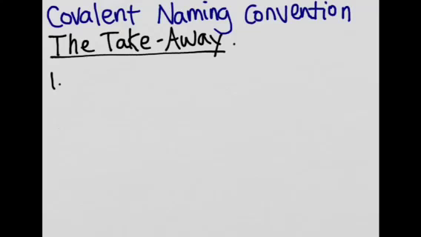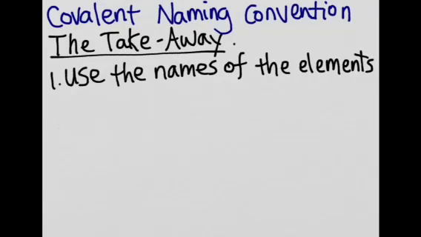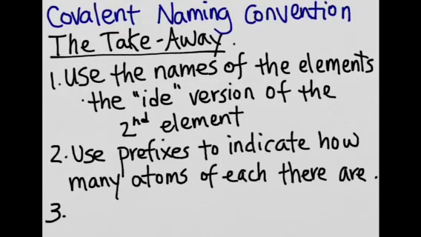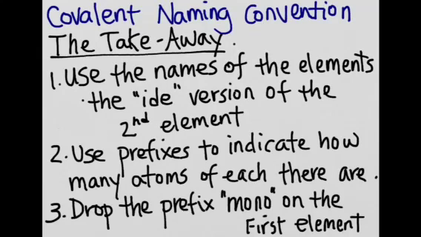Okay, so what is the takeaway from the covalent naming convention lesson? First of all, use the names of the elements that are present. Use the proper name of the first element and use the IDE version of the second element. Then use prefixes to indicate how many atoms of each element are present. And drop the prefix mono on the first element. Use the common covalent compounds carbon monoxide and carbon dioxide as your mnemonic for this naming convention.